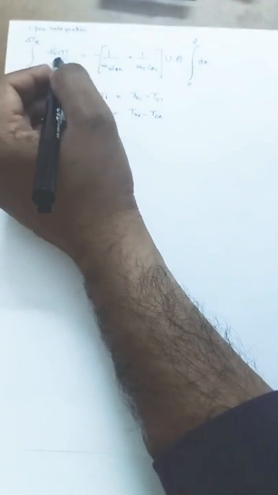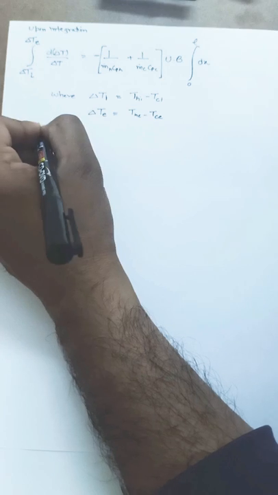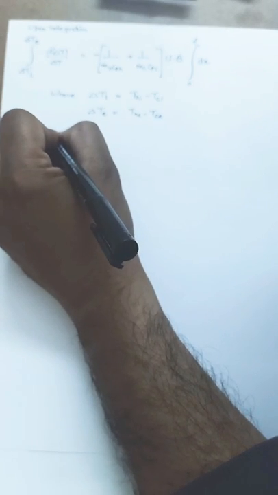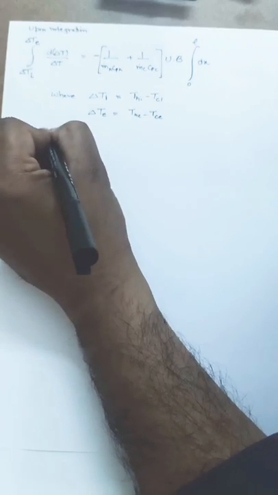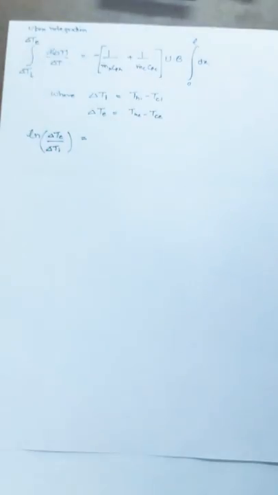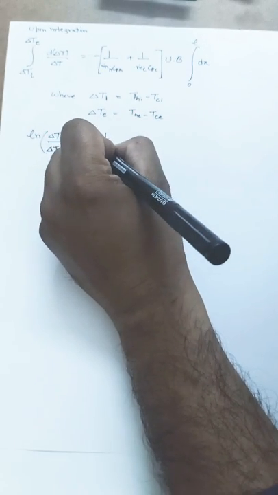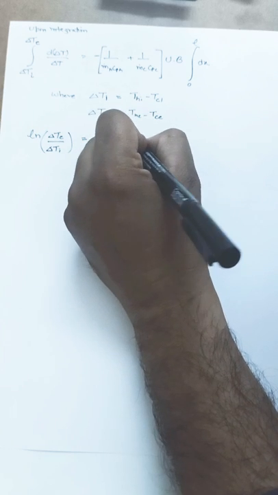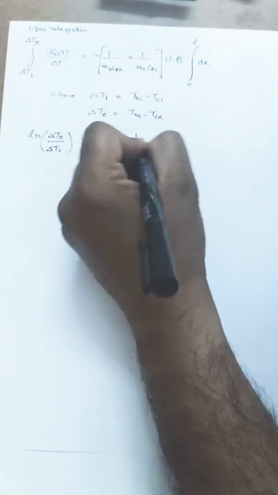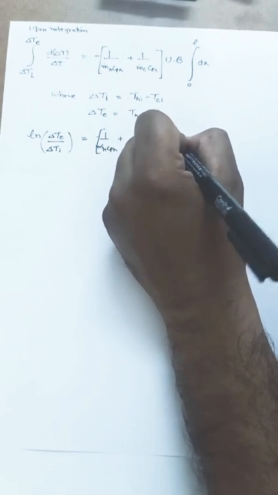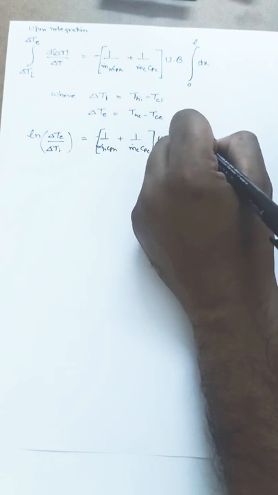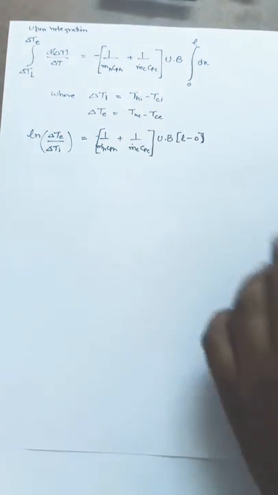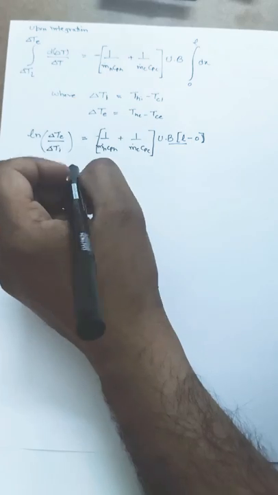So upon integration of d delta T upon delta T, we will get log of delta Te upon delta Ti. Got it? And on this side I'll get mh cph plus mc cpc times UB. Again on integration of dx I'll get L minus 0, right? So on this side I'll get B into L, which is area, right?